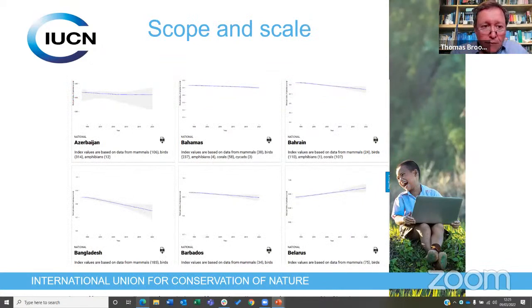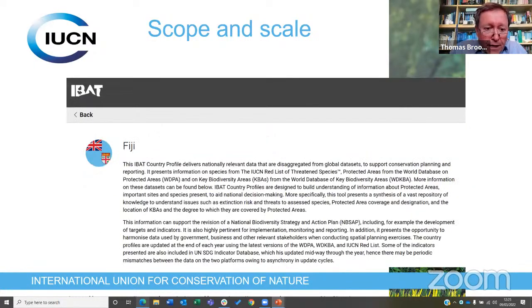The scope of the Red List Index is global, and it's available for all countries through the Red List website. Here are some examples of national Red List indices served through the Red List website. And it's also available through the annually updated country profiles of the Integrated Biodiversity Assessment tool. It's widely used by countries at the national level.